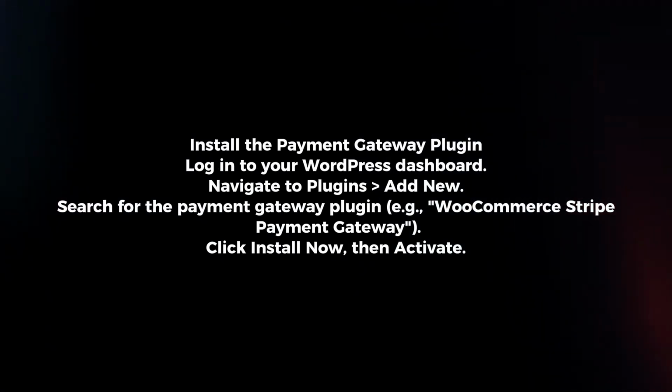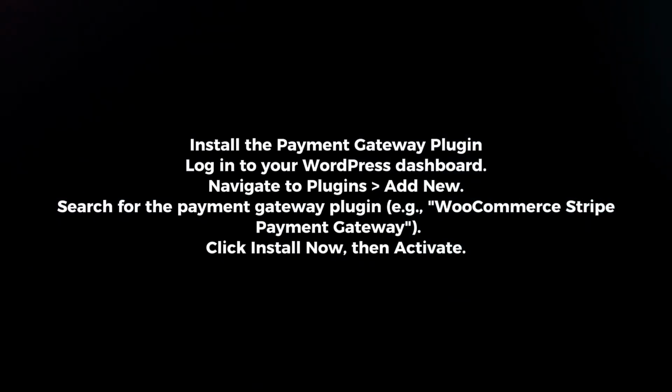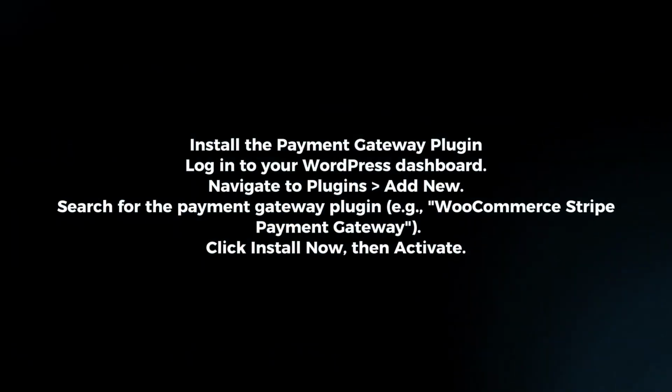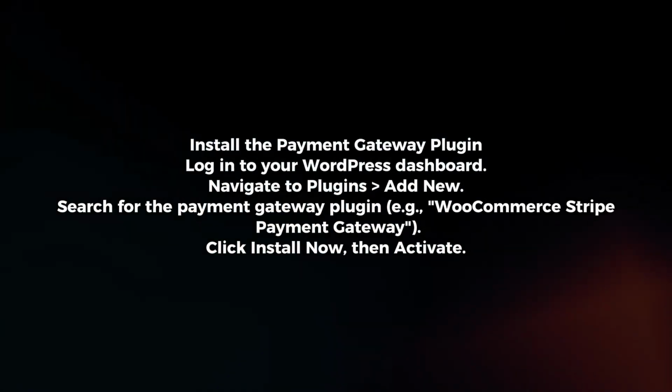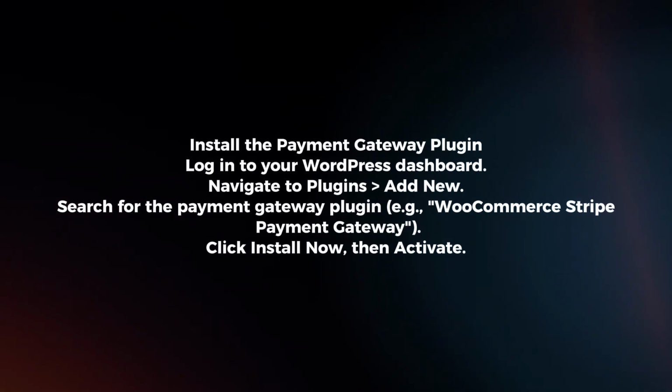Install the payment gateway plugin. Log into your WordPress dashboard. Navigate to Plugins, Add New. Search for the payment gateway plugin. Click Install Now, then Activate.